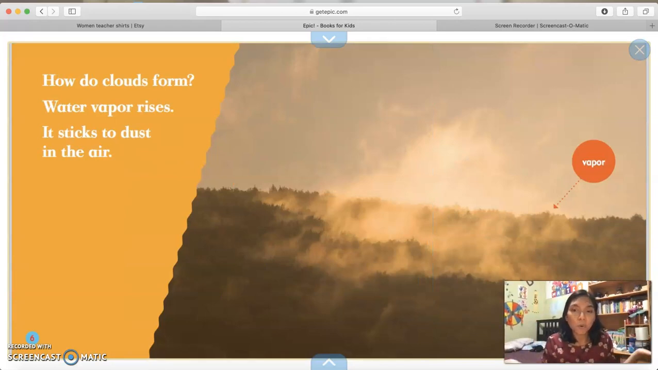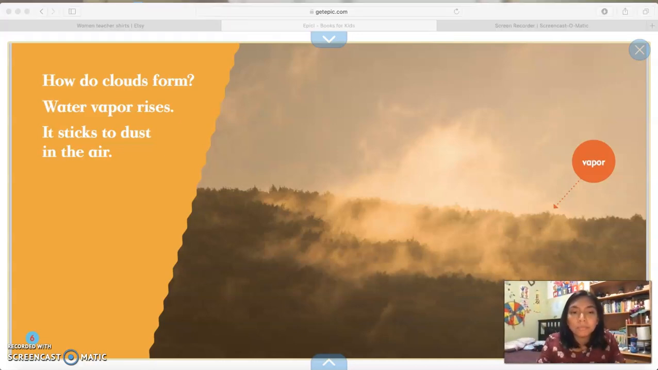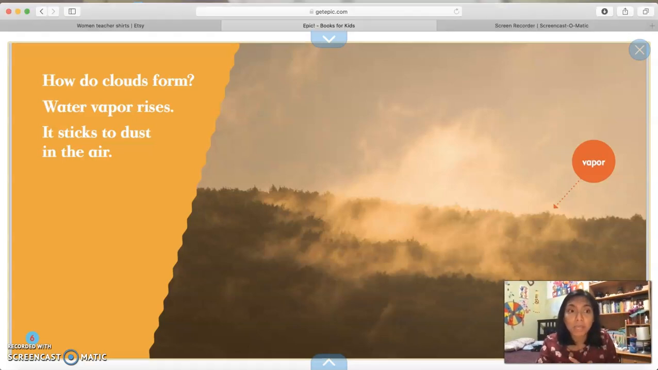How do clouds form? Ooh, this is what we learned today. So we started talking about the water cycle. So how do clouds form? So water vapor rises up into the sky. It sticks to dust in the air. So this is the water vapor. You can see right there is pointing to the water vapor. Remember, water vapor is a gas. We don't see gas. So we don't see water vapor, but it's always rising up to the sky, to the cloud. Alrighty, so that's the water vapor. It's a gas. We don't see it, but it's always around us.